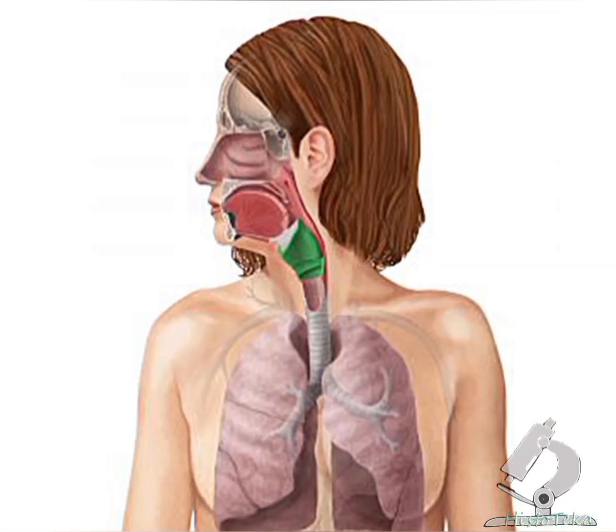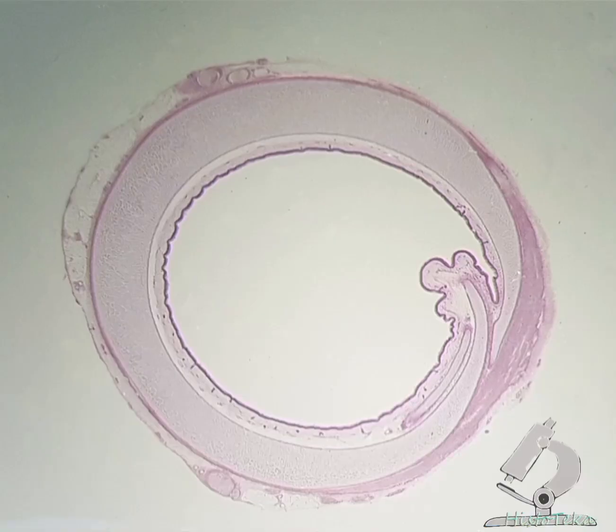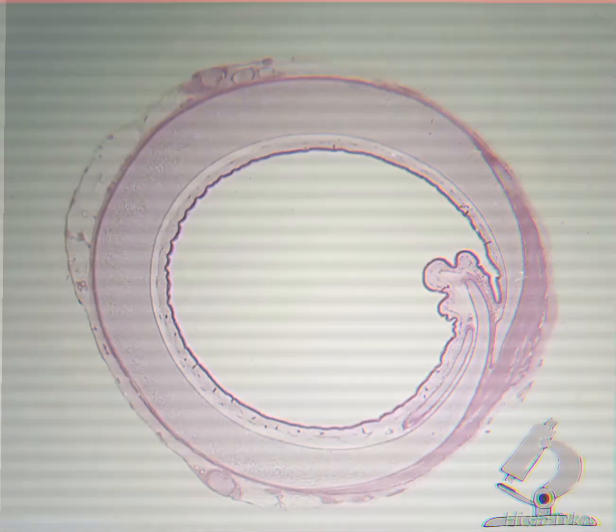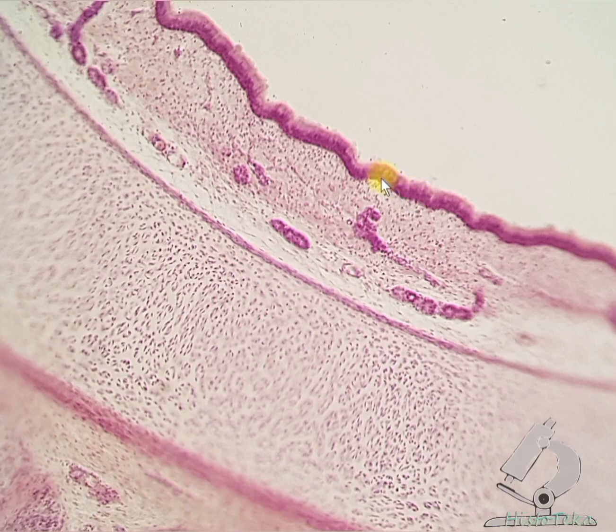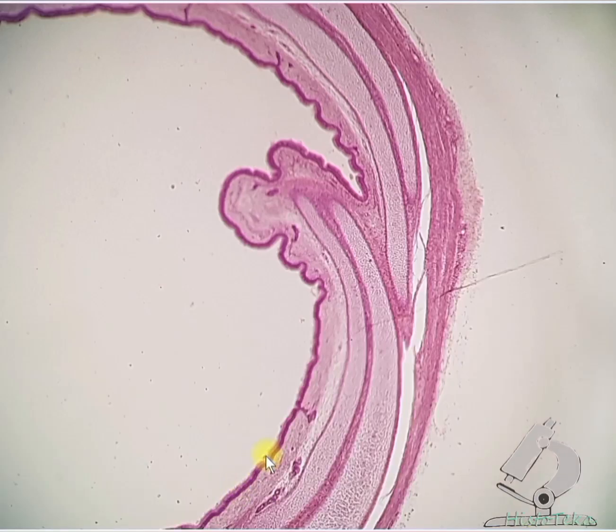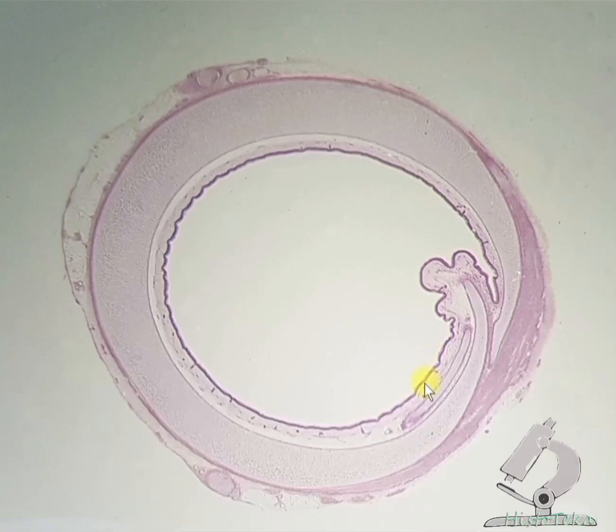Pseudostratified columnar ciliated epithelium lines the airways. Let's look at it on the trachea preparation. So, trachea, cross-section, low magnification. Each surface epithelium is located at the interface of the internal environment of the body and the external environment. Therefore, on the preparation it looks like a strip on the inner surface of the organ.